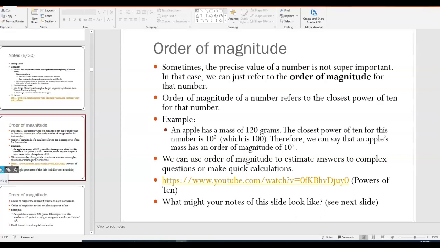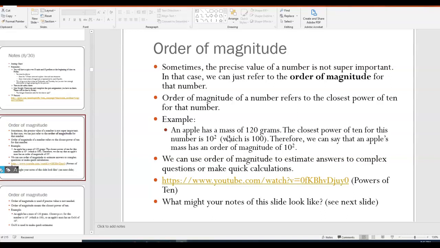Okay, so we're going to start this video off by talking about order of magnitude. Now, order of magnitude is typically brought up when the actual value of something doesn't really matter, and we just want a ballpark figure. When we talk about order of magnitude of a number, we're talking about the closest power of 10 for that number. So, here's a simple example.